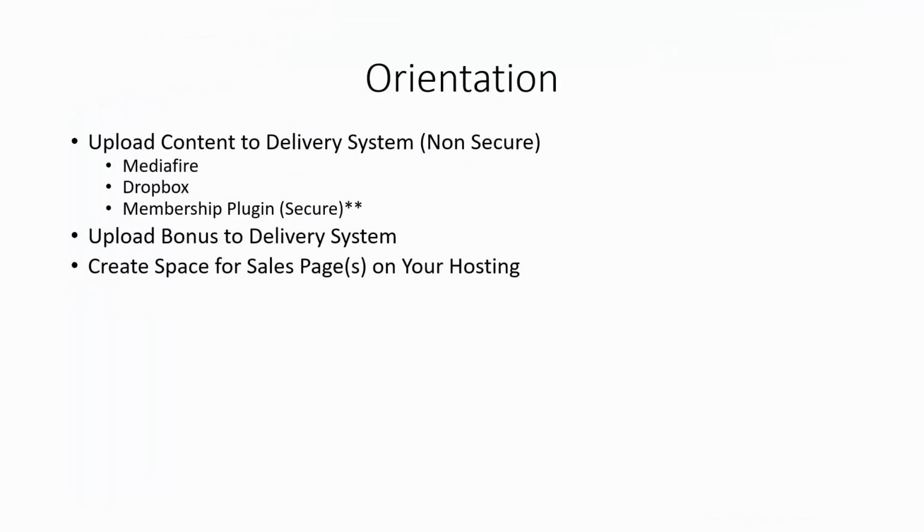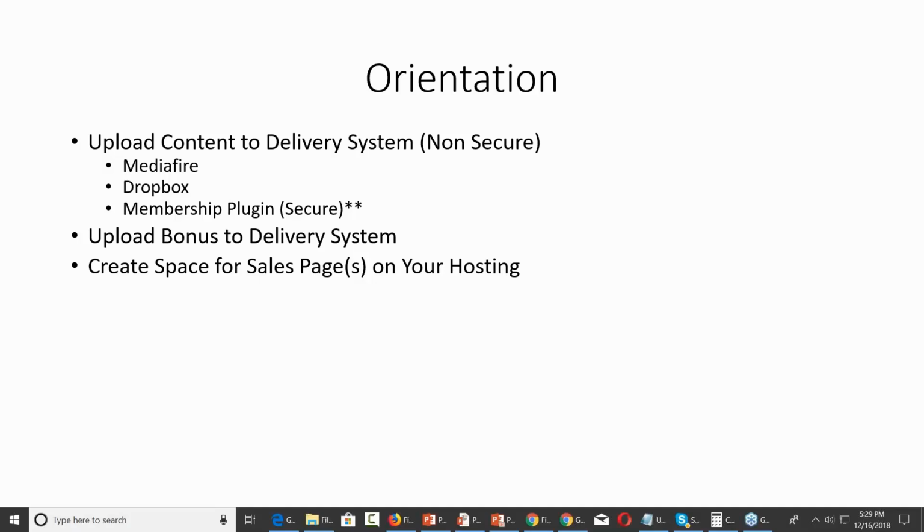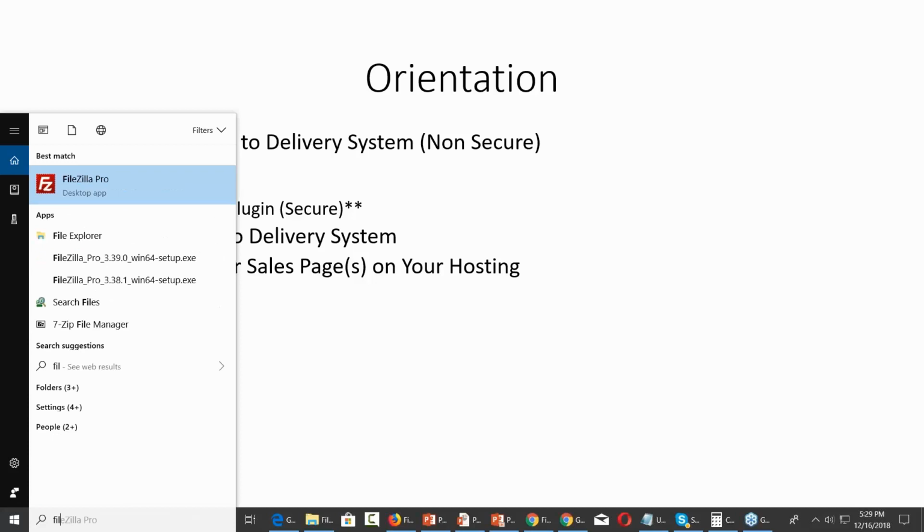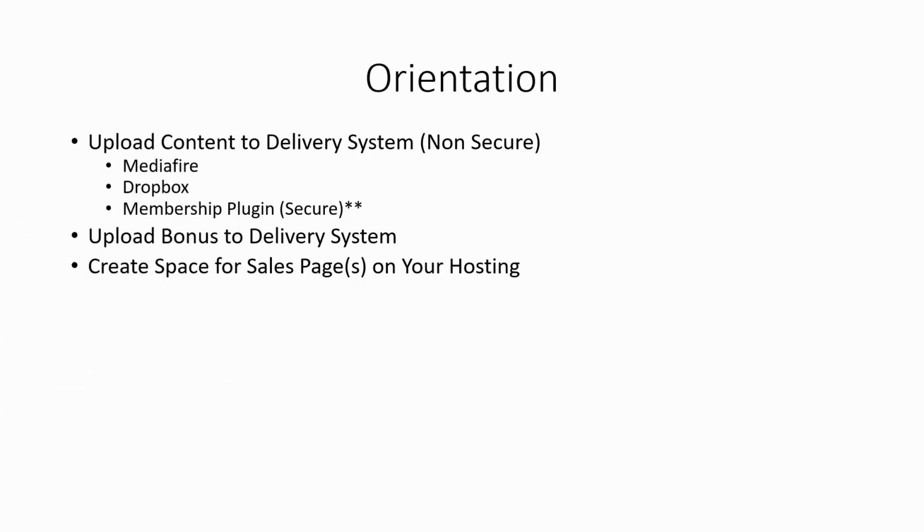Right now, one of the other things you're going to need to do is create space for your sales pages on your hosting. Remember I talked about the fact that we're not going to get a separate domain for each product. If you're going to have multiple products, you're going to be using one domain name. Now, again, that might not suit your marketing plan, but in most cases, when you're getting started, the easiest way is to use one domain and to use subdirectories. I'm going to show you how to do a subdirectory right now.